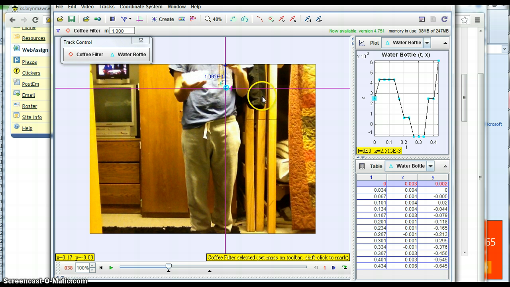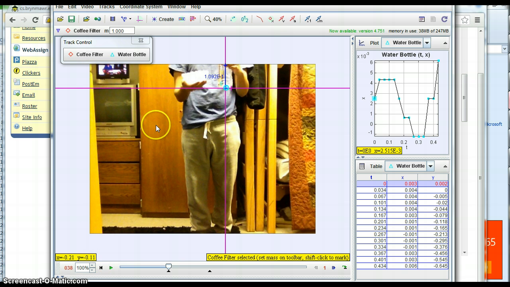And so this is the video that I actually used for the lab. Here's the water bottle, and then here's the coffee filter. I set the origin at the bottom of the water bottle because I wanted both the filter and the water bottle to start from the origin, and they're starting from rest. And then it's going to fall along the negative y-axis, which is this purple line right here.